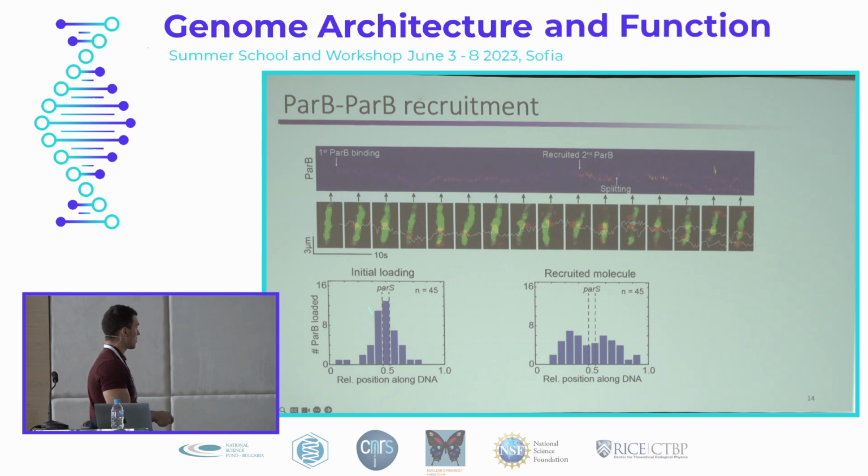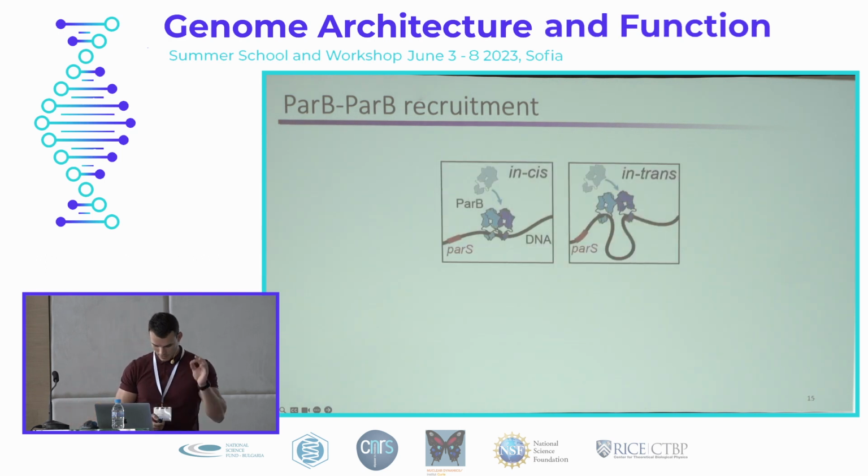So the first initial loading, where the initial protein will load, is almost always in the middle of the molecule, where the ParS site is. But the recruited molecule, or what we think is a recruitment, is basically all along the length of the molecule. And so we thought that a preloaded ParB protein that's loaded at the ParS site can now recruit multiple ParBs, or a second ParB, wherever it's found on the DNA.